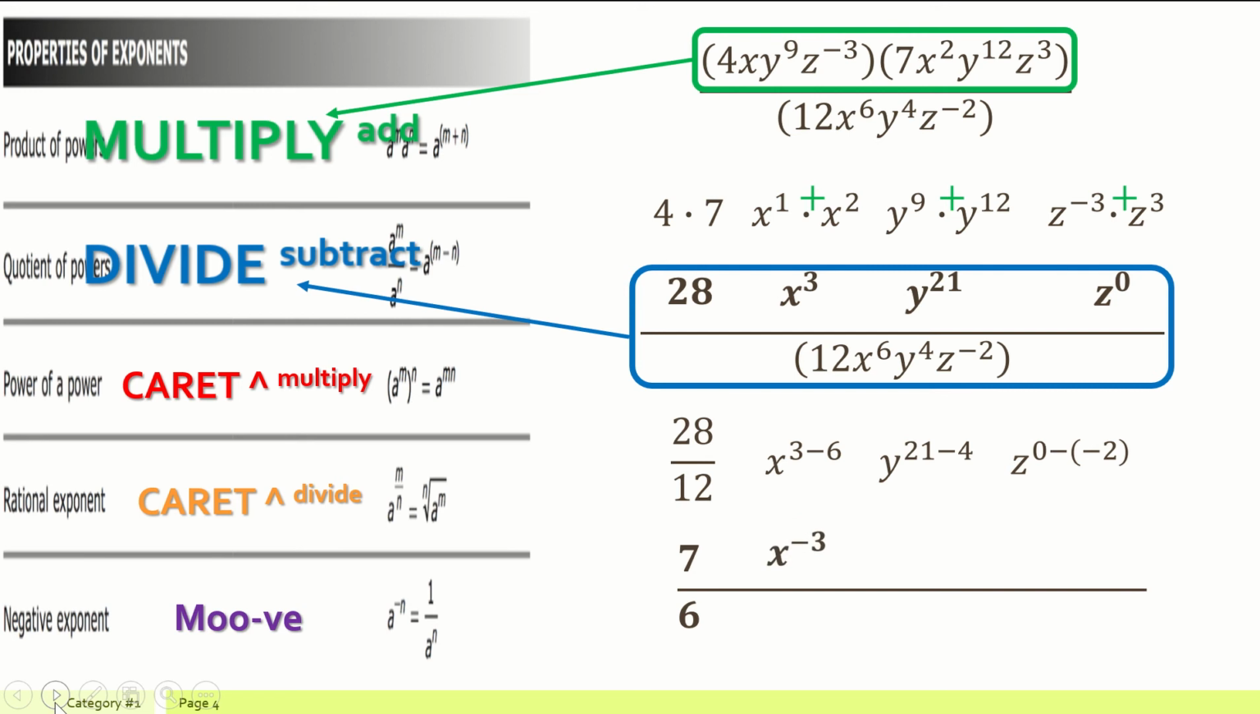X raised to the negative 3, we subtract exponents. Y to the 17th. And the last one, 0 minus negative 2. A little tricky here, but 0 minus negative 2 we know would give us a positive 2. Not quite simplified here. If we look at our negative law, we see we have an unhappy cow, x to the negative third. So remember, we want to rope that unhappy cow and move it to the other side of the fence to greener pastures where now the cow becomes happy. So it would be 7 y to the 17th z squared all over 3 x to the third.